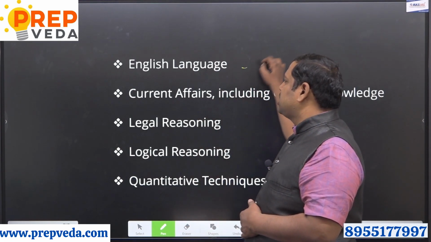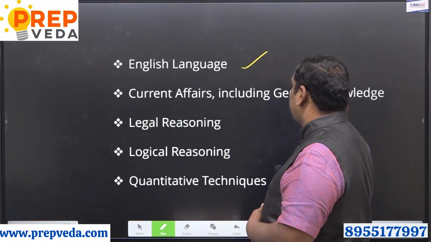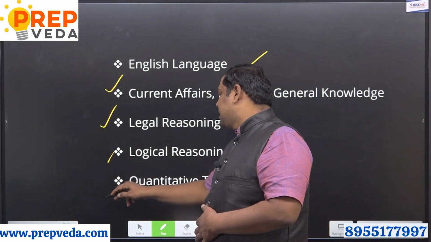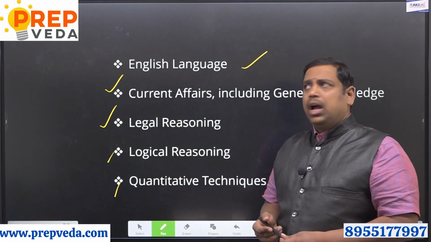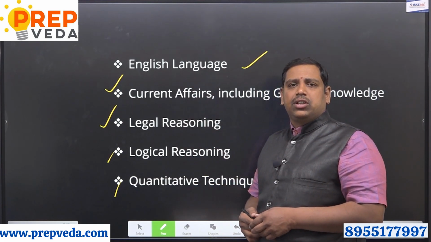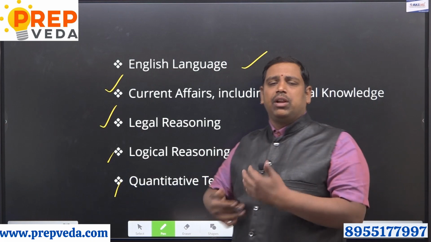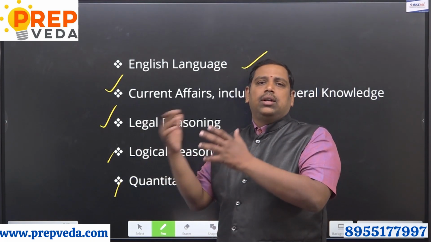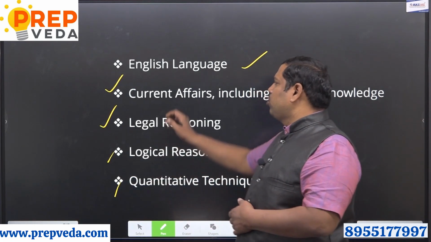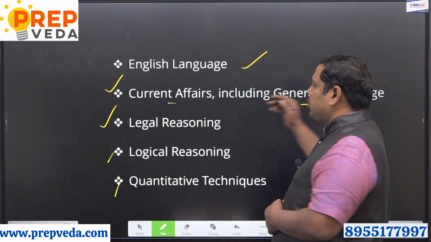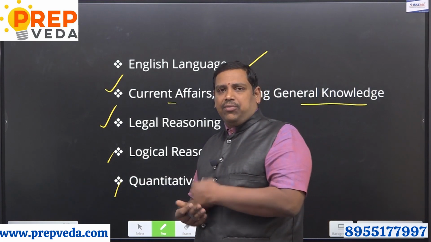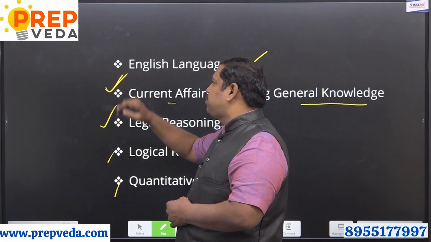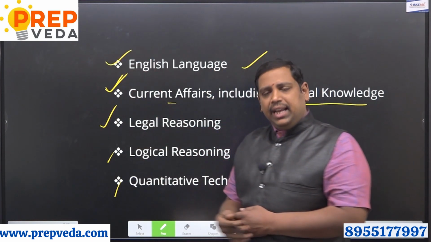CLAT consists of English language, current affairs including general knowledge, that means standard GK, and legal reasoning, logical reasoning, and quantitative techniques. Of course, everybody knows what is English language, reading comprehensions, and so on. That will be discussed by the respective subject expert. And coming to current affairs including standard GK, everybody knows what is current affairs, day to day what is going on. The corresponding expert will discuss current affairs also for you in AKS.